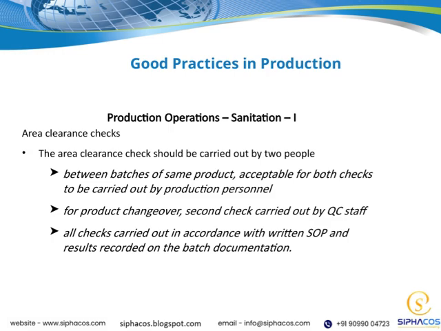Moving on to good practices in production, maintaining these standards is essential for quality and safety. Consistently following procedures, like the area clearance checks I just described, supports the overall goal of producing safe, high-quality products. So always remember, thoroughness, proper documentation, and adherence to SOPs are key to successful production operations.